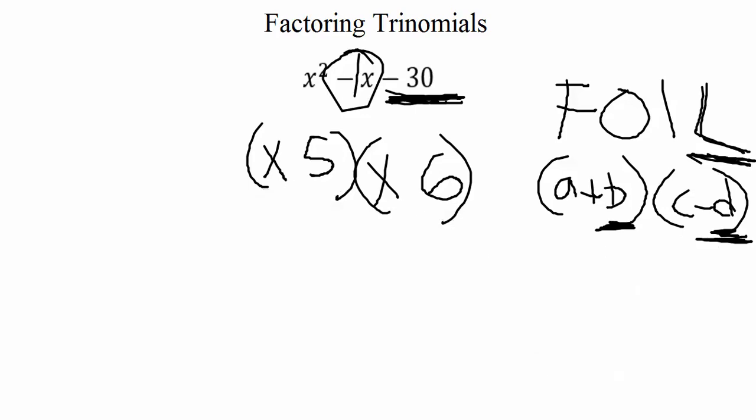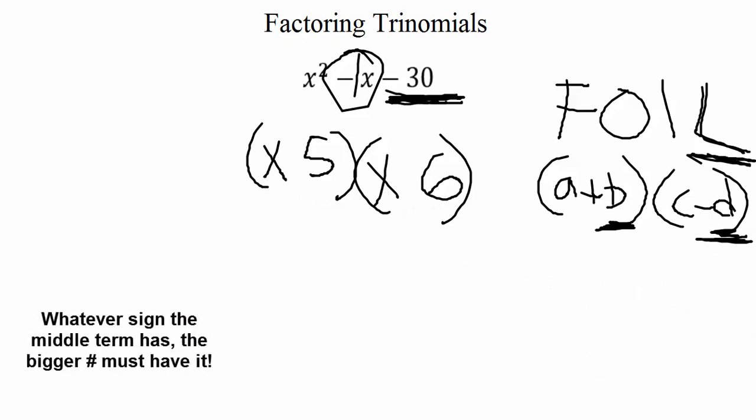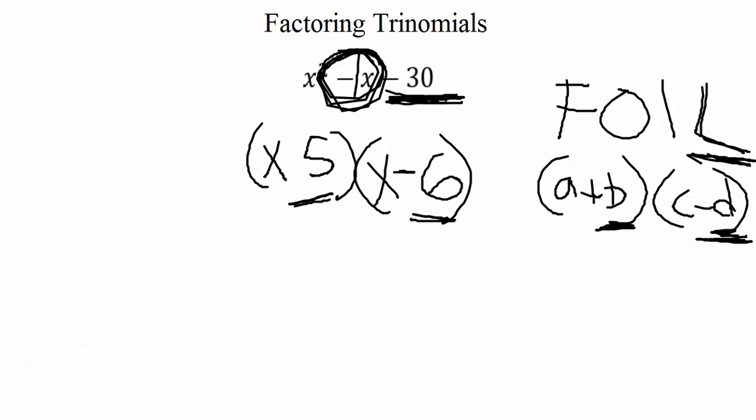One good rule to start with when figuring out your signs is that whatever sign your middle term has, the bigger number out of your factors is going to have that sign every time. Here my middle term is a negative. Out of the 5 and the 6, 6 is bigger, so the negative is going to go with the 6 for sure. The only thing we need to figure out is whether this term has a plus or a minus in between.